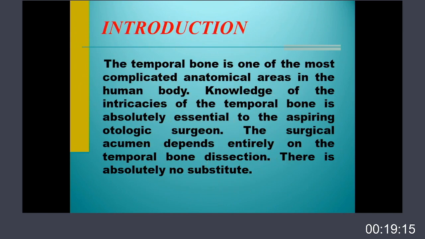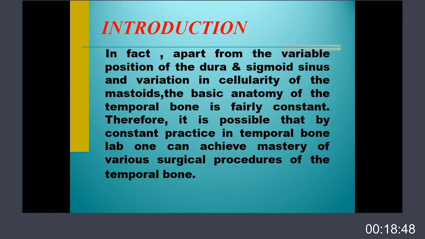But the good point about the temporal bone is that the basic anatomy is constant. We know it: there is a dural plate, there is a sinus plate, there is a promontory, there is the facial nerve, and ossicles are there. Except for the cellularity of the mastoid process, the basic anatomy is constant. So with constant practice, one can learn the anatomy of the temporal bone. And there is no substitute for dissection.